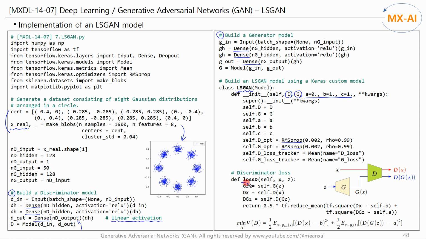Next, we write a function to compute the loss of the discriminator. The inputs x and z are the real data and random noise, respectively. gz is the output of the generator for z. dx is the output of the discriminator for x, and dgz is the output of the discriminator for gz. We use this formula to compute the loss of the discriminator.